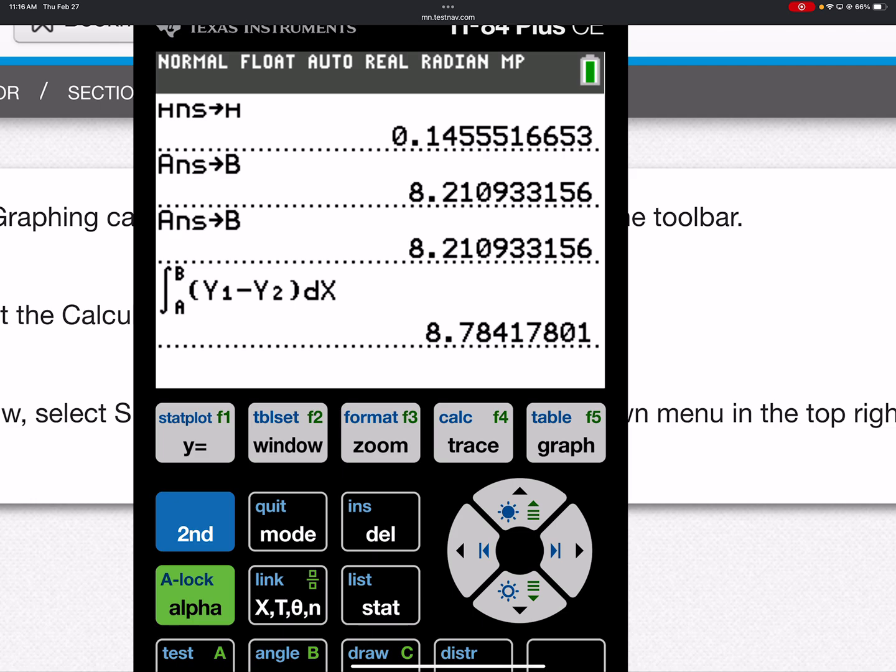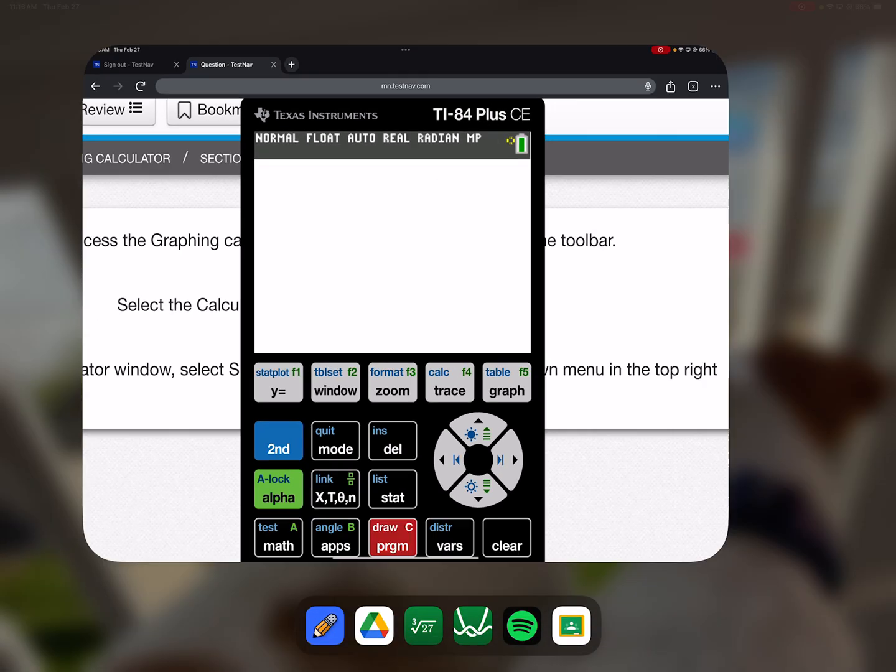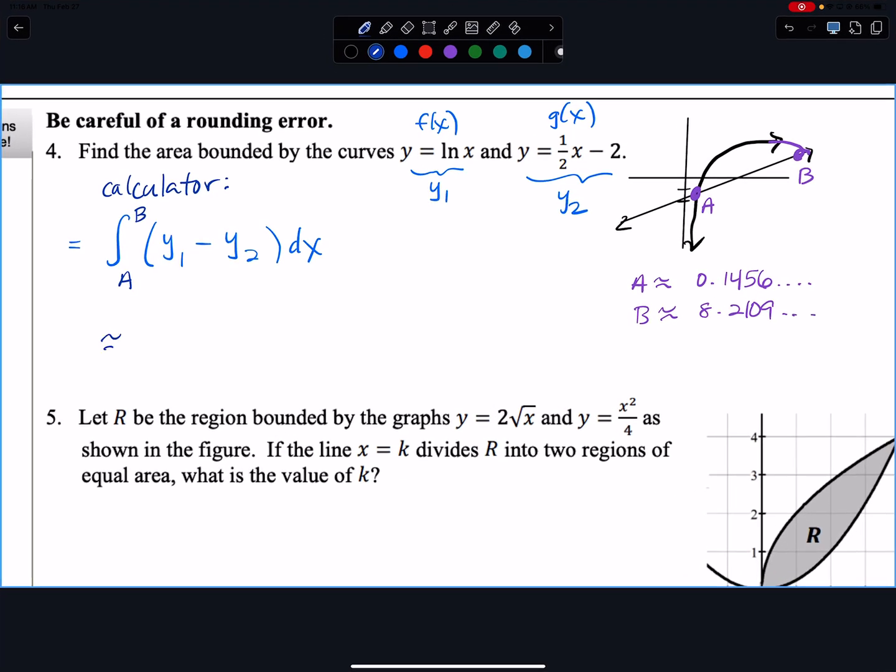Are you guys good? Does this make sense? Okay. Good? Questions? Okay. So to 3 places, 8.784. Okay. All right, last one.